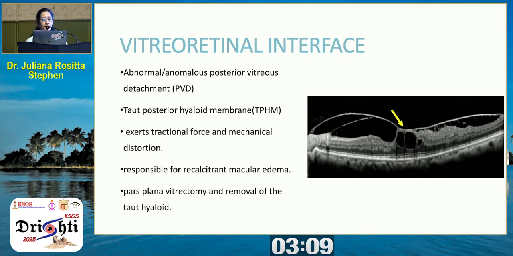Next is the vitreoretinal interface disorders. They may be of two types: anomalous PVD or the presence of a taut posterior hyaloid membrane. They exert a tractional force and cause mechanical distortion, which is responsible for recalcitrant macular edema. Such patients benefit from surgical management like pars plana vitrectomy and removal of the taut hyaloid.